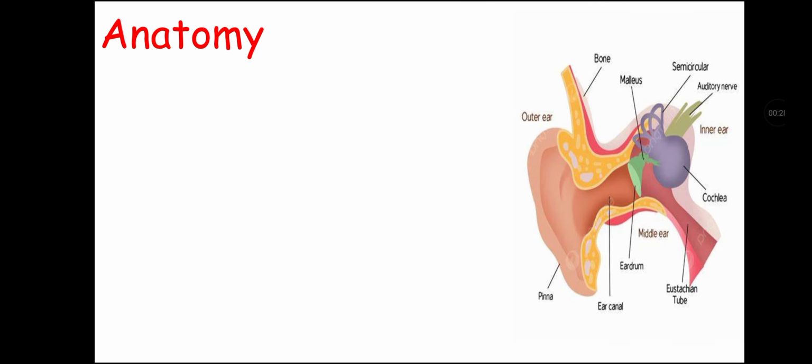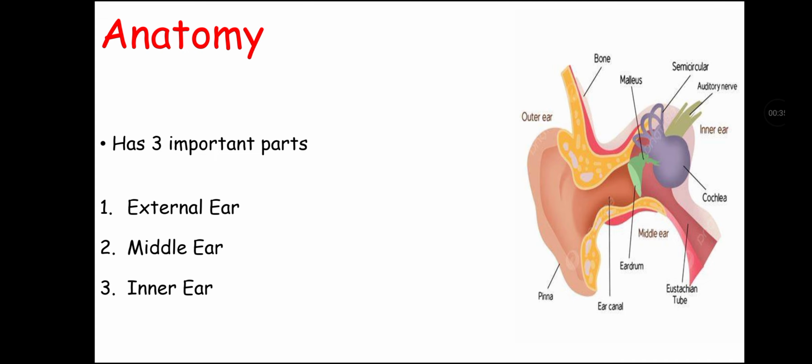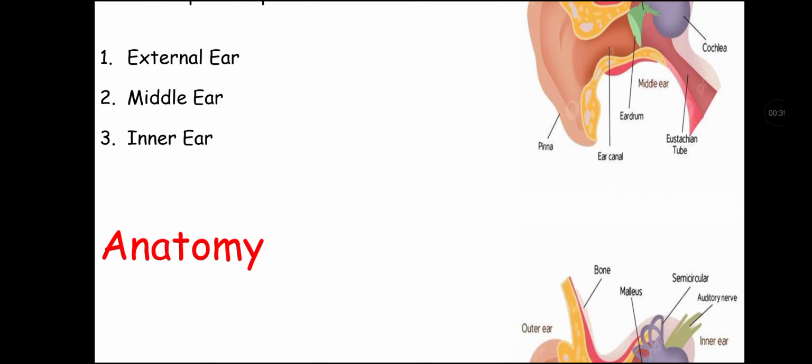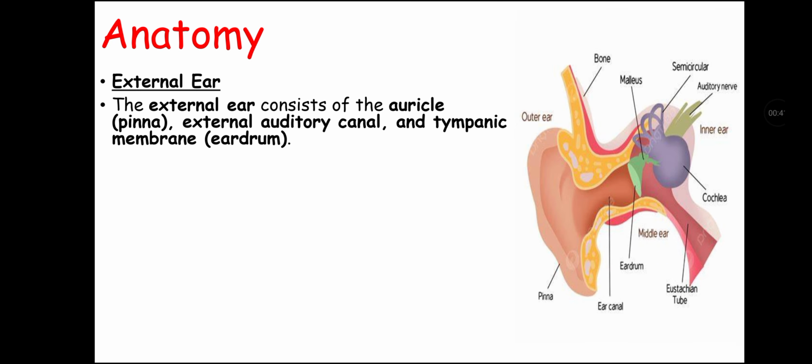Now let's talk about the anatomy of the ear. It has three important parts: external ear, middle ear, and inner ear. And now we will talk about them one by one in detail. First, we will talk about the external ear. The external ear consists of the auricle, external auditory canal, and tympanic membrane.